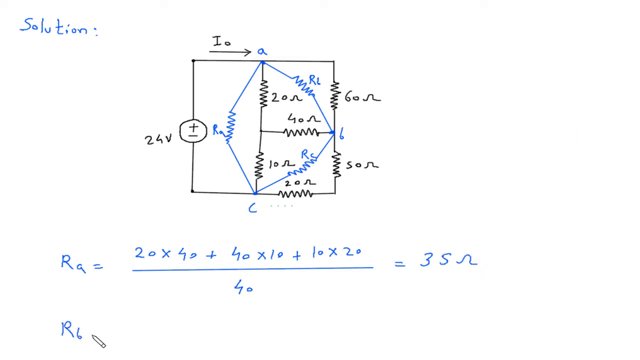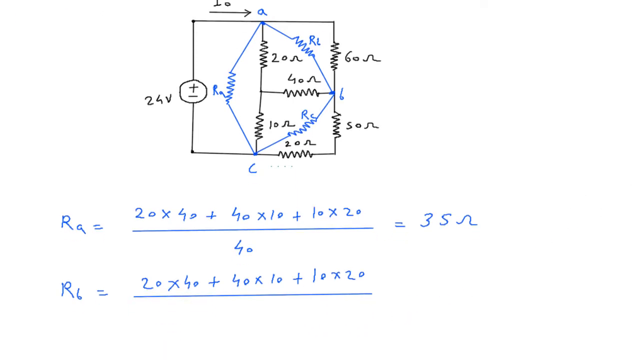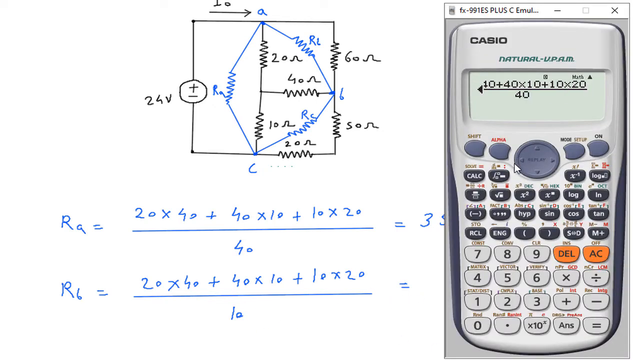Next we will find RB. So RB is equal to the same value, 20 into 40 plus 40 into 10 plus 10 into 20, divided by, to find RB, this 10 ohm. Divided by 10, this will be 140 ohm.